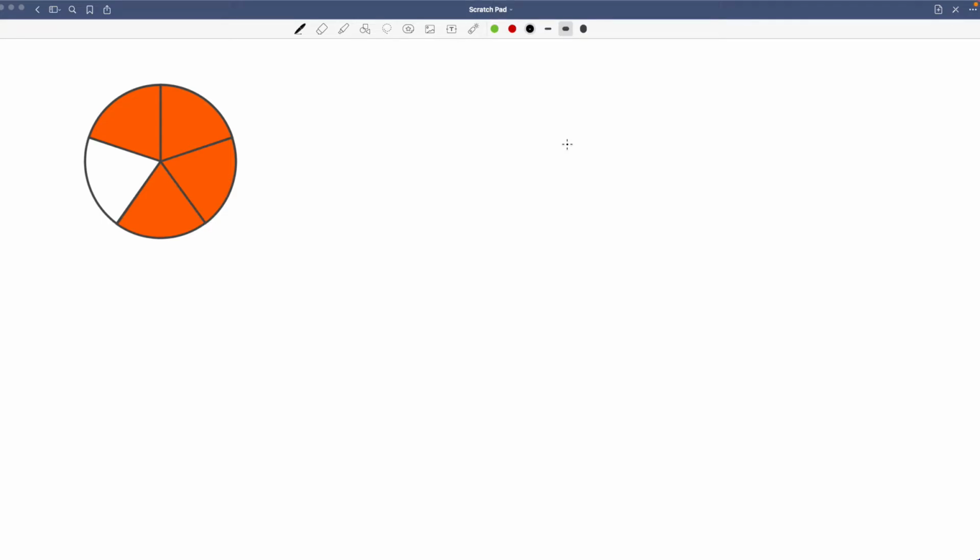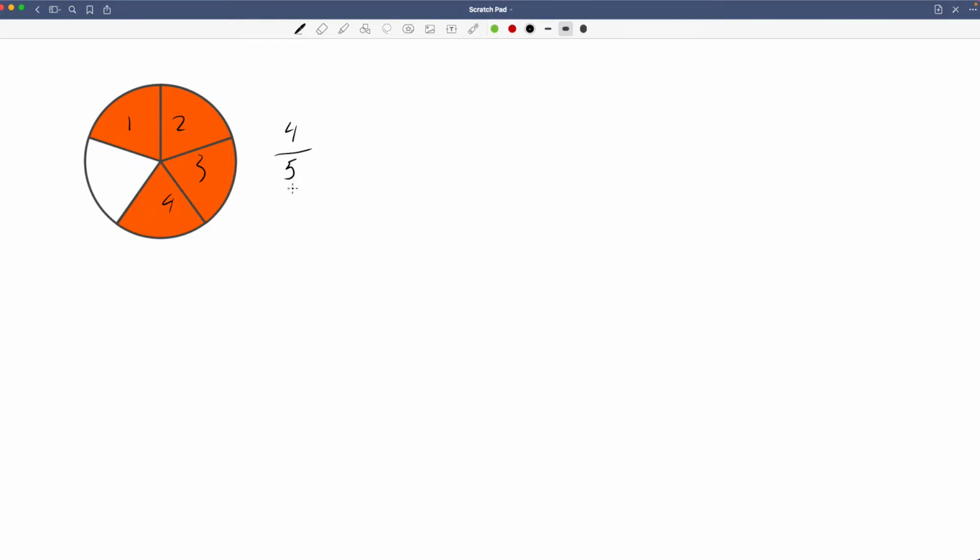Welcome back, pre-algebra students. We're in lesson 15 and we're going to talk about the relationship between fractions and decimals today. As you can see here, I have a circle that has been divided into 5 equal parts, and 4 of those parts are shaded. 1, 2, 3, 4. So 4 out of 5 parts are shaded, so 4/5 of the circle.